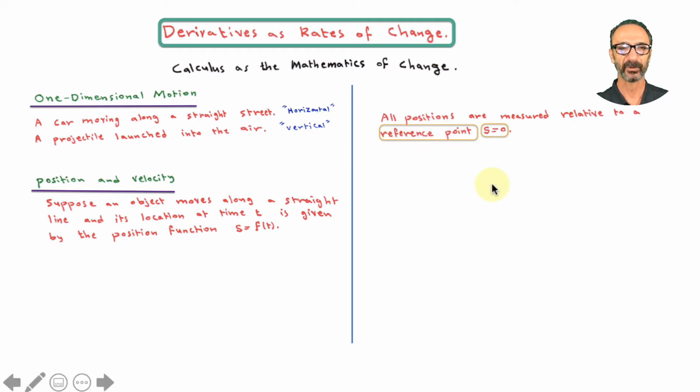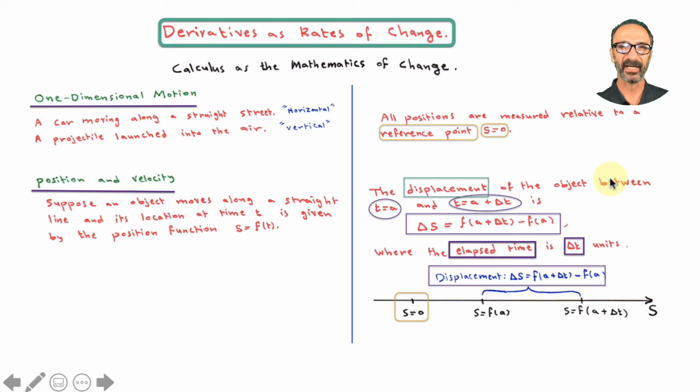That's the reference point. As you can see, I have all the notes clear for you. That's why I'm trying to read a little bit fast and cover enough examples. The displacement of the object between t equals a and t equals a plus delta t is called delta s, which is f of a plus delta t minus f of a. That's like delta y in algebra, where the elapsed time is delta t.